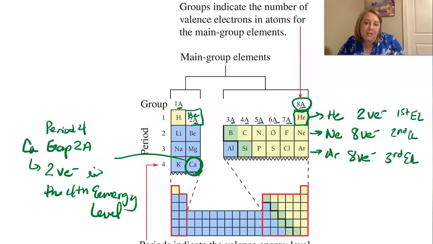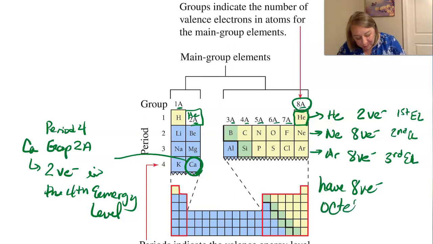And remember, your noble gases are very stable. They don't want to react with anybody else because they have all the electrons they need. If you go down, you're going to notice that everything except for helium has 8 valence electrons, and we call that an octet. Remember, oct is the prefix for 8. So it's very, very stable, and that's what all the elements want to get. They want to be stable and basically complete.